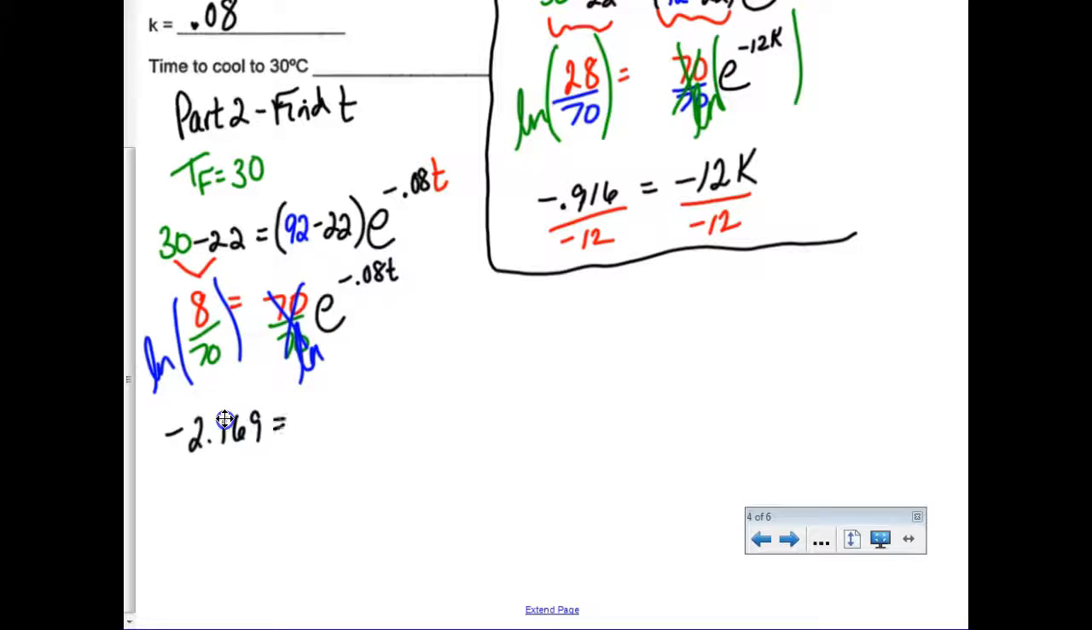Thank you. And then over on the right side, natural log and e will cancel, so you just have negative 0.08t. And then one more step, divide by negative 0.08.